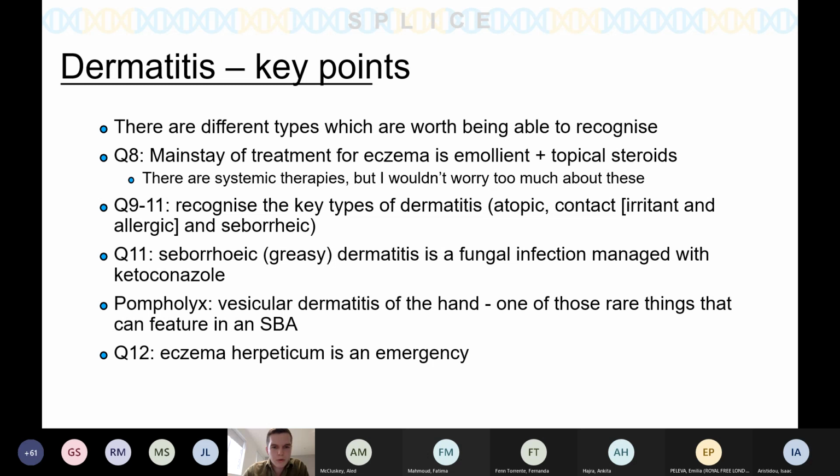Pemphigoid was that horrible vesicular rash that we saw on the hand that you can get in dermatitis. And eczema herpeticum destroys whoever gets it, so send them to hospital for IV antivirals.